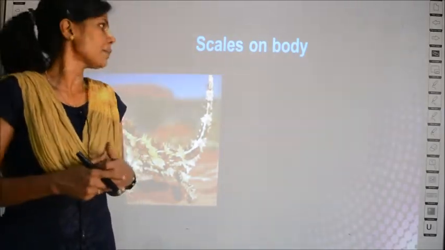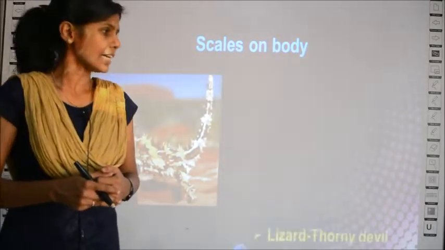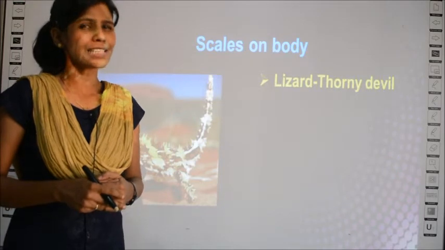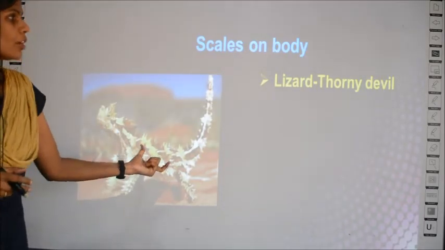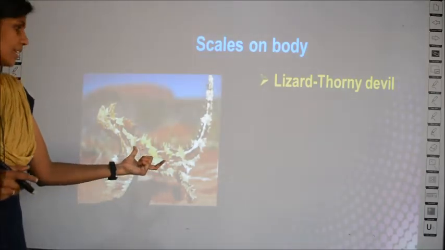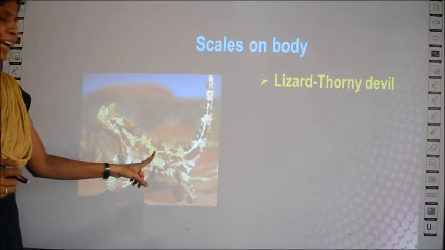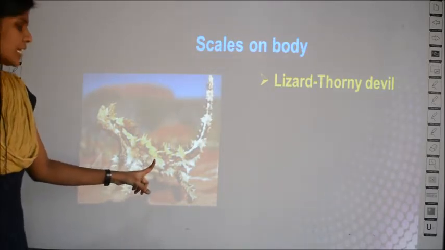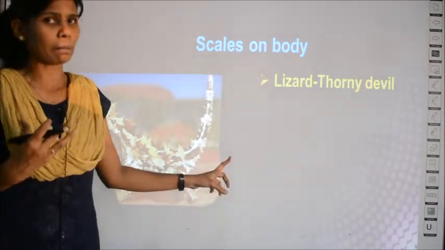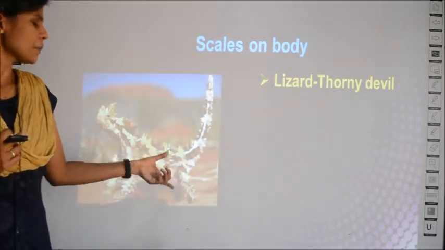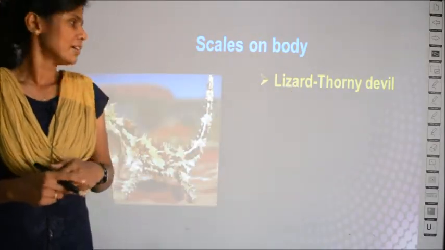So the next adaptation is scales on the body. Certain animals in the desert have scales on their body. See, this one is called the thorny devil lizard. It is a type of lizard, but it has thorn-like structures on its surface. It is technically called scales, though it appears like thorns. Since it appears as thorns, it is called by the name thorny devil.